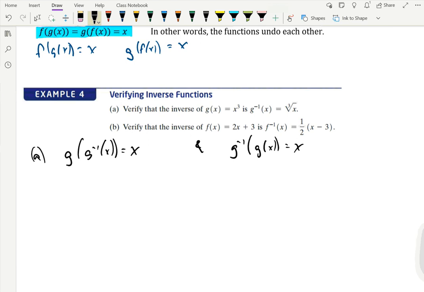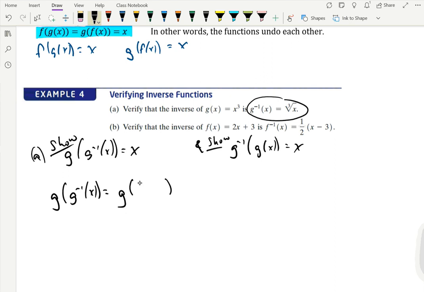Okay, so let me say this: show this, and also show that. Those are the things that we want to do. So let's start off with g of g inverse of x. From our composite functions, we know that this means I'm going to have g on the outside and g inverse on the inside. Well, what was g inverse? By definition, g inverse was the cube root of x.